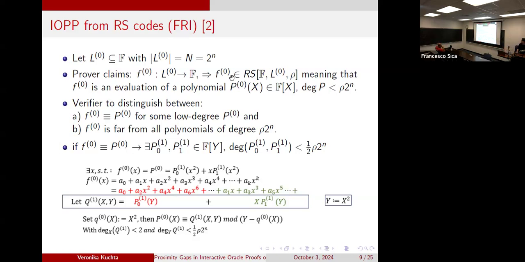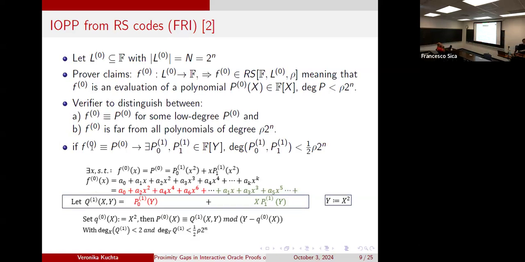If F0 is a Reed-Solomon codeword, that means that F0, by the definition of Reed-Solomon codes, is an evaluation of some polynomial P0 from this polynomial ring, where the degree of the polynomial is upper bounded by the rate times the number of elements of the domain. The task for the verifier now is to distinguish whether F0 is congruent to some low degree polynomial P0, or whether F0 is far from all polynomials of degree rho times 2 to the n.